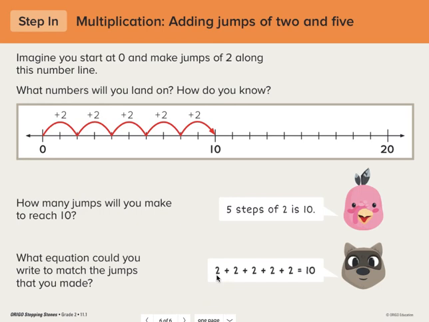Let's see, our little raccoon friend says 2 plus 2 plus 2 plus 2 plus 2 is 10, right? So he's adding 2 5 times to get 10.